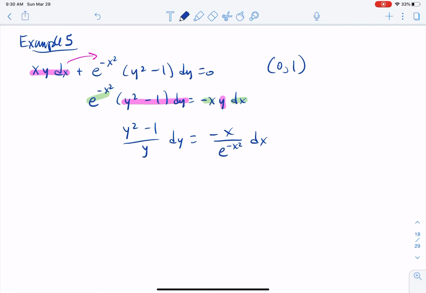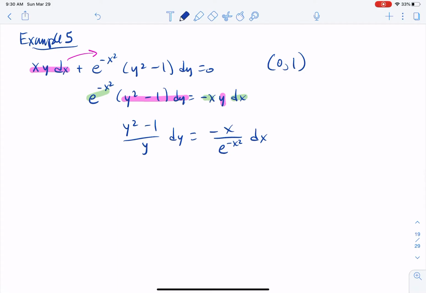Now we're almost ready to take antiderivatives, but you want to try to simplify if you can. It makes the process of antidifferentiation a little bit easier. For example, on the left side, (y squared minus 1) over y, you don't want to take that antiderivative. But if you divide it by y and simplify to get y minus 1 over y dy, then it's much, much easier.